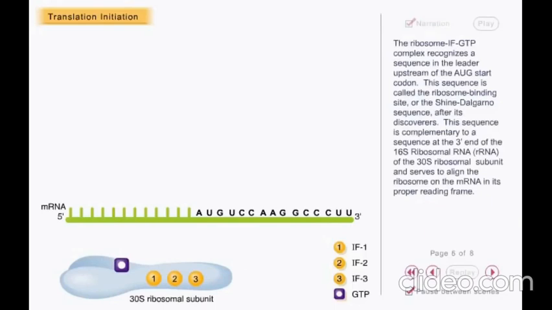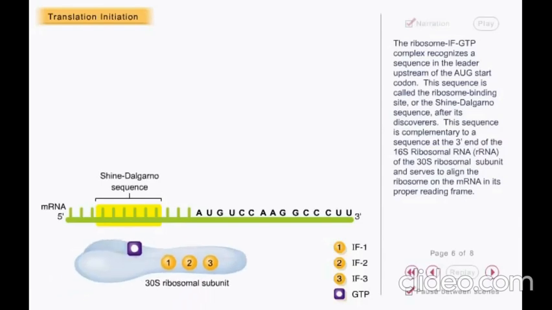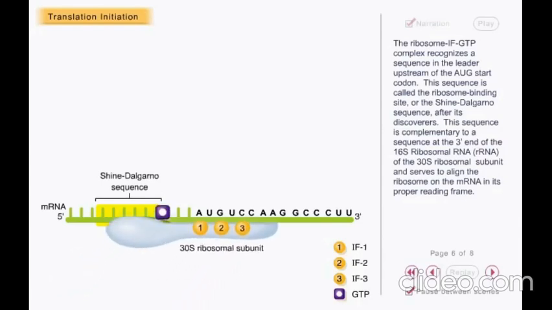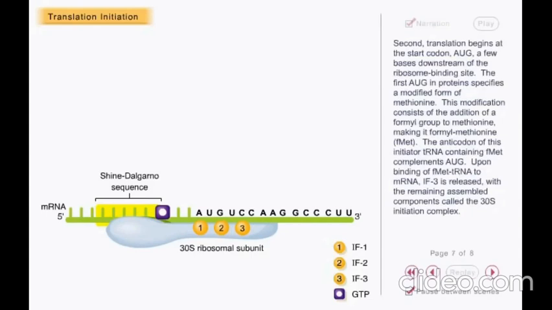The ribosome IF-GTP complex recognizes a sequence in the leader, upstream of the AUG start codon. This sequence is called the ribosome binding site, or the Shine-Dalgarno sequence, after its discoverers. This sequence is complementary to a sequence at the 3' end of the 16S ribosomal RNA of the 30S ribosomal subunit, and serves to align the ribosome on the mRNA in its proper reading frame.